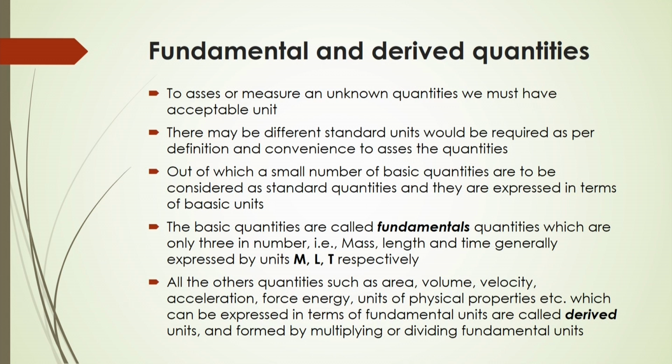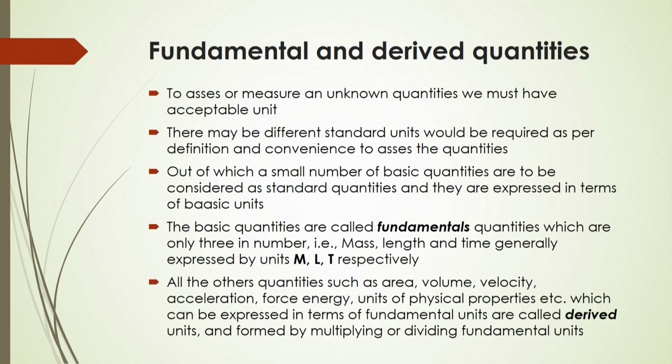Now, you will see there should be some basic units which will be used for analysis of this dimension, and those basic quantities are called fundamental quantities, which are only 3 in number. We know them: mass, length and time. Generally, those fundamental quantities are expressed by the symbols M, L and T respectively, M for mass, L for length and T for time.